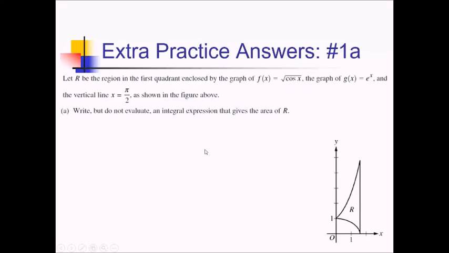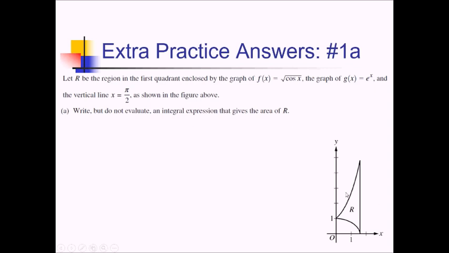For this no calculator free response problem, we have this region R in the first quadrant enclosed by f of x equals square root of cosine of x, and g of x equals e to the x, and also this vertical line of x equals pi over 2. So this is all shown in the figure below.